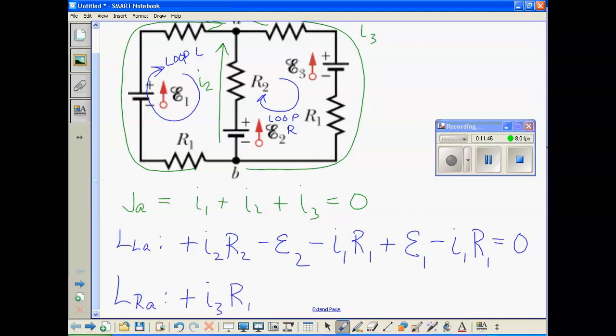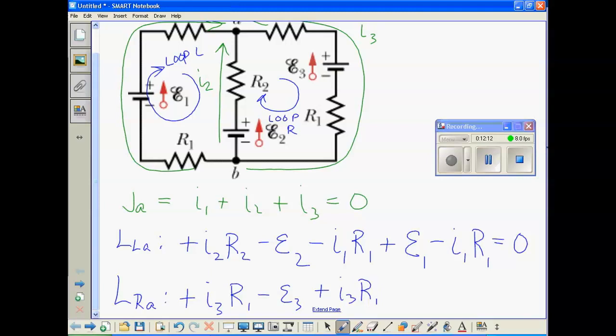That part's a little off the screen, but I think we're done with that. Now I go through EMF device number 3. I'm going opposite the direction of the EMF device, so that's a minus E3. Then I go through another resistor in what we might call the wrong direction, but it is the direction I randomly chose, so that's I3 R1.